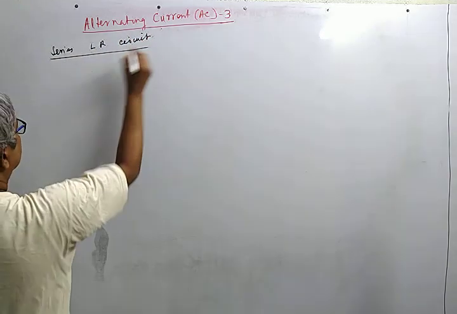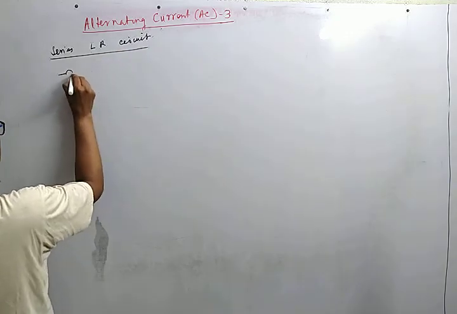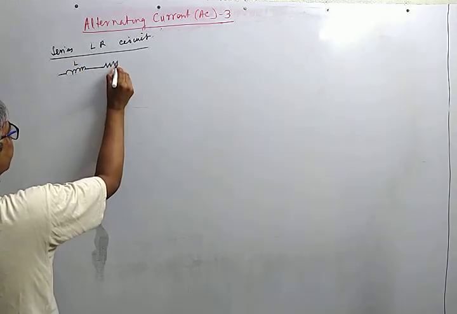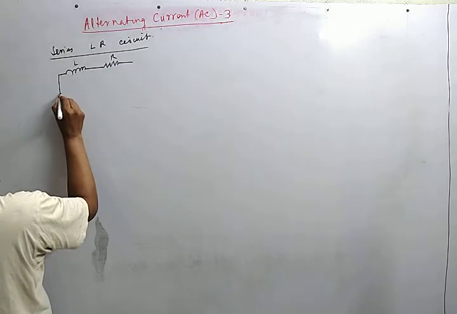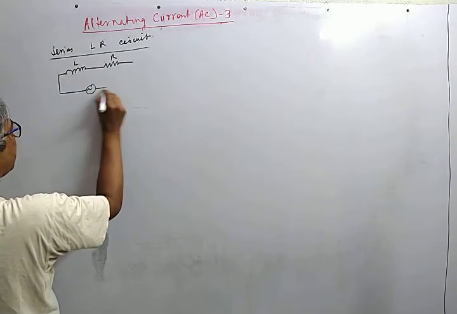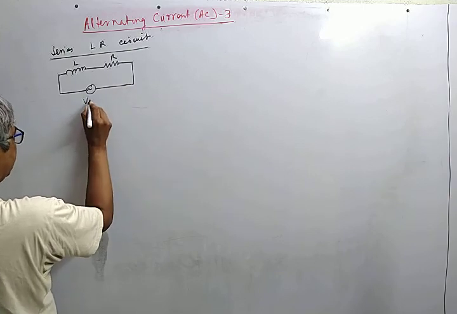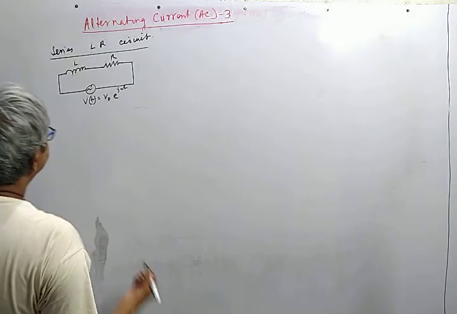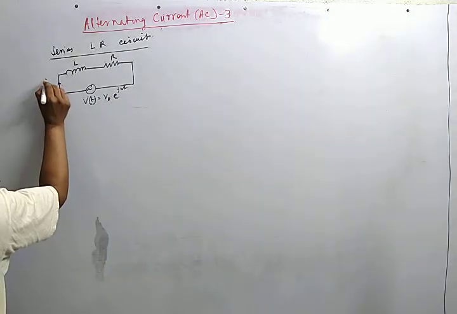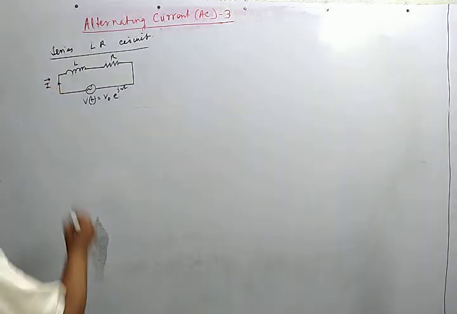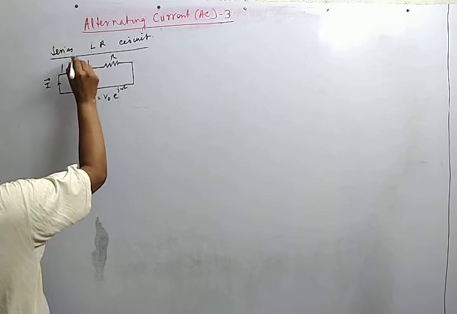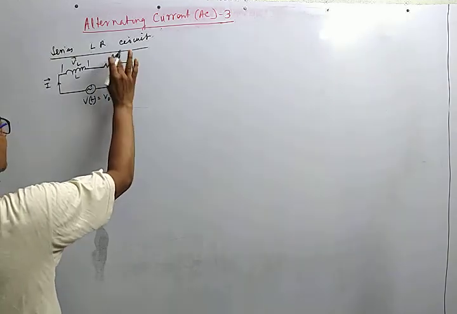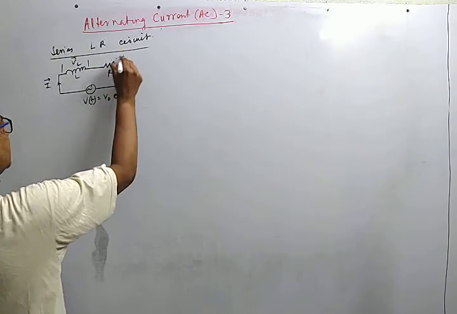So the thing is that we have an inductor of inductance L, a resistor of resistance R. They are connected in series, and the combination is fed by an AC voltage V as a function of t, and this is at a particular instant. This is the current phasor. So the voltage phasor across this is VL, and that across R is VR.